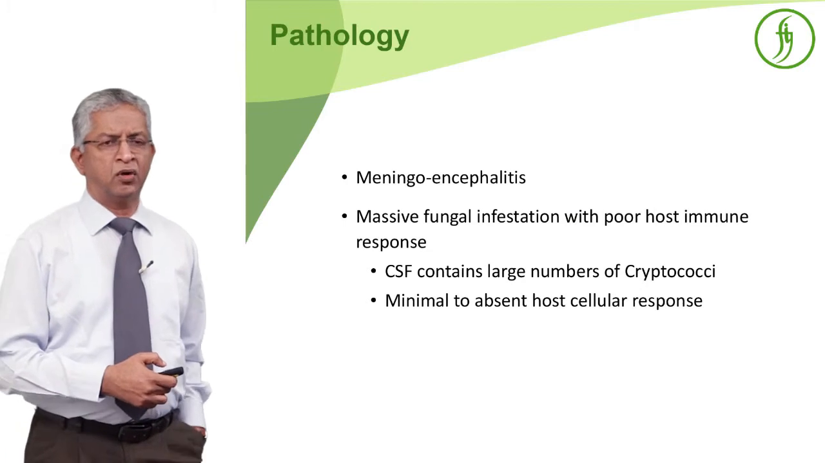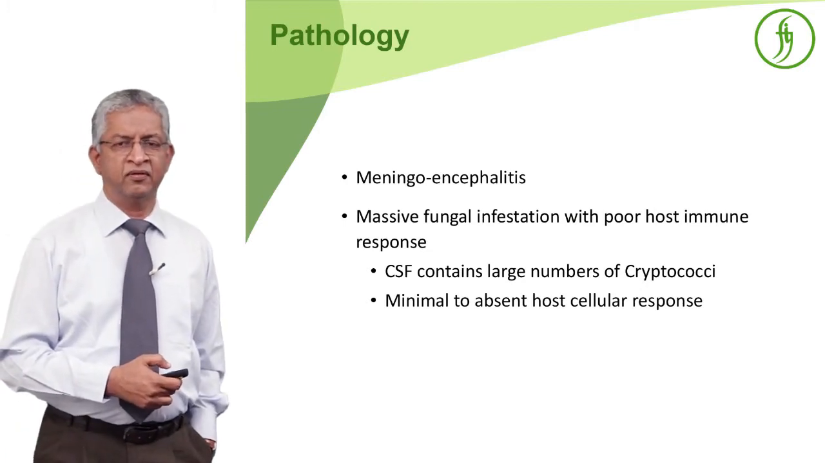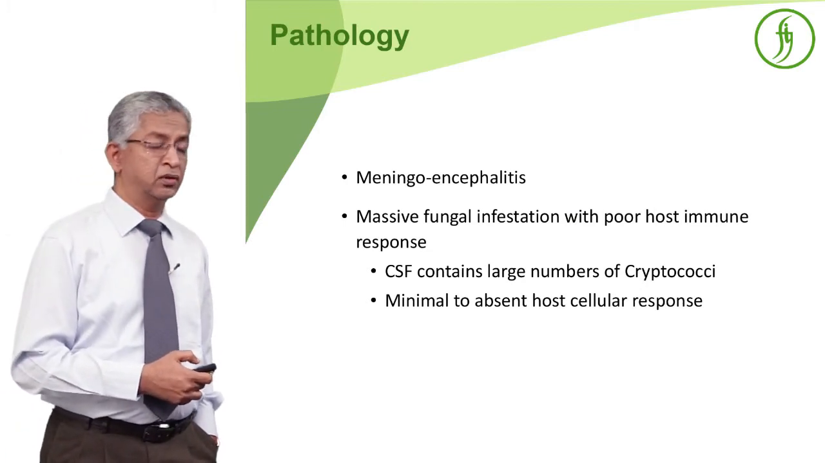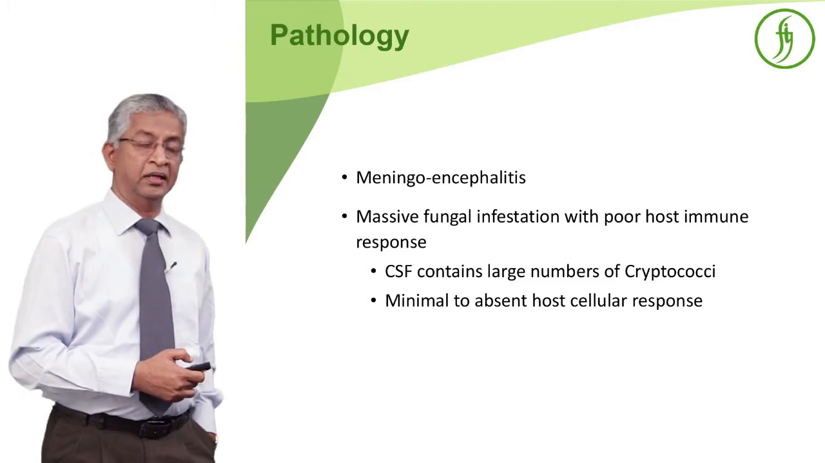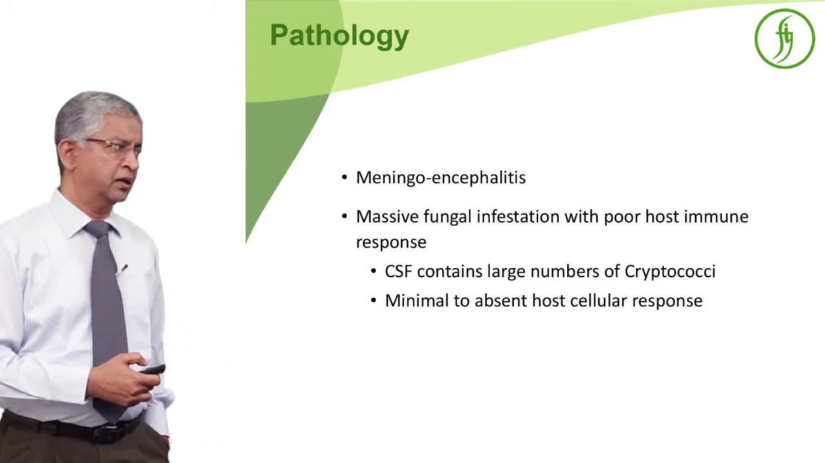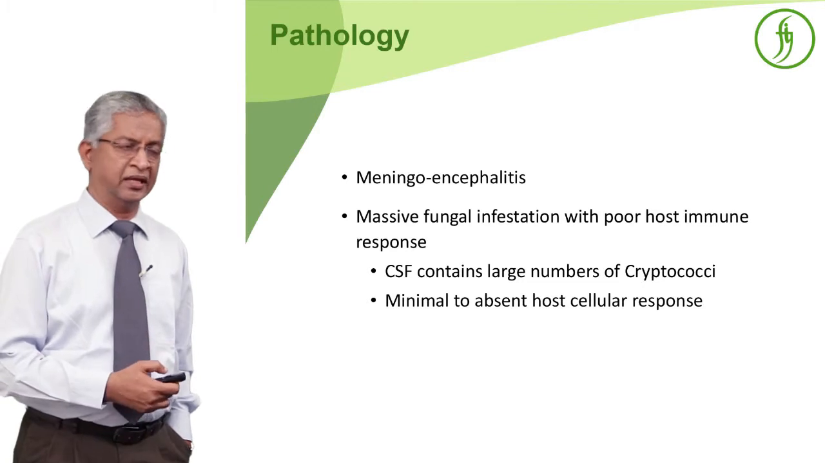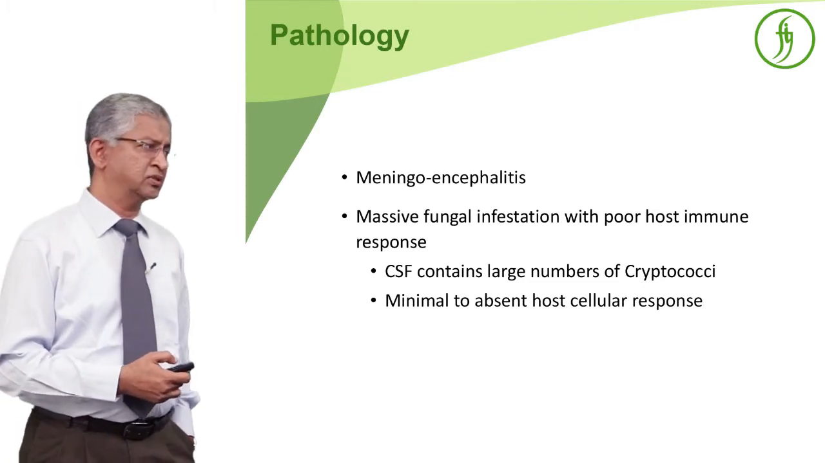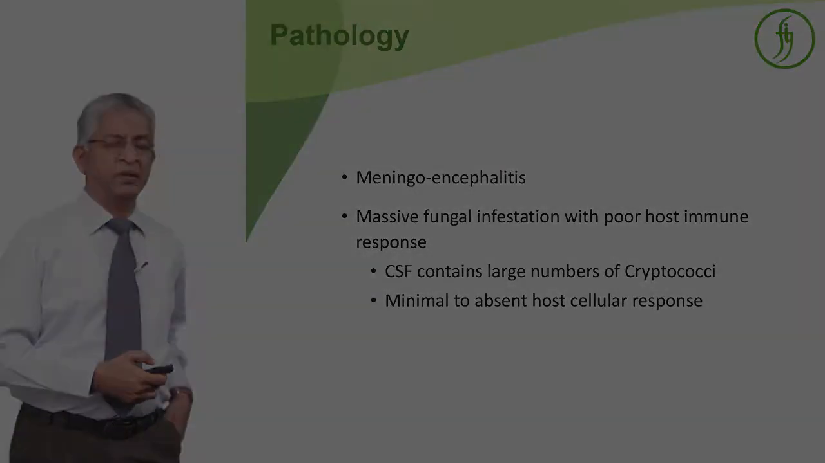The most common clinical manifestation produced by Cryptococcus is meningoencephalitis. It can cause a disseminated infection. It can also cause disease in other organs like the lung, bones, prostate, and skin.